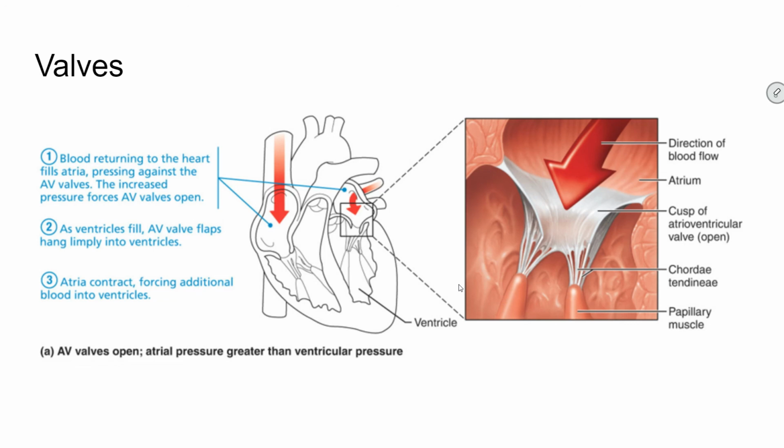There are two major types of valves. There are the valves located between the atria and the ventricles, as you can see here. And then there are the valves located between the ventricles and these major arteries, right? Whether it's the pulmonary arteries going out to the lungs, or this big old artery here called the aorta, which goes out into the rest of the body. And again, the big thing with valves is that they prevent the backwards flow of blood.